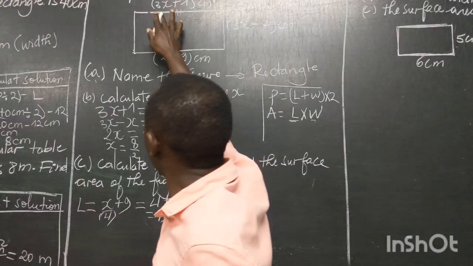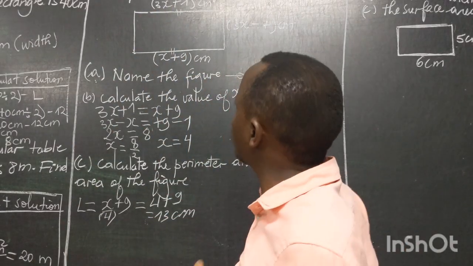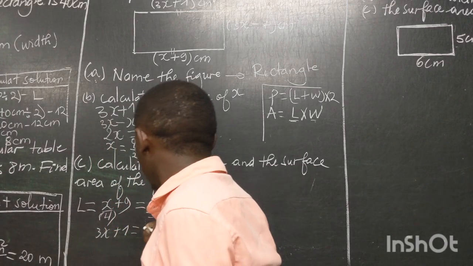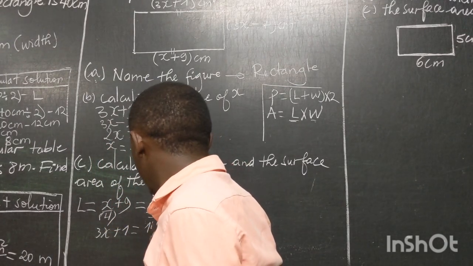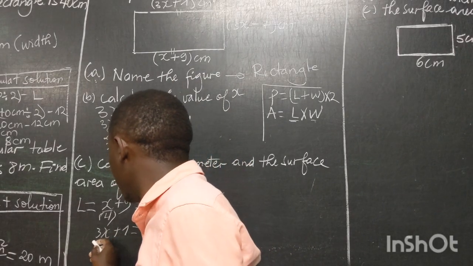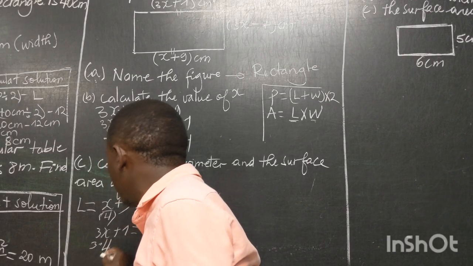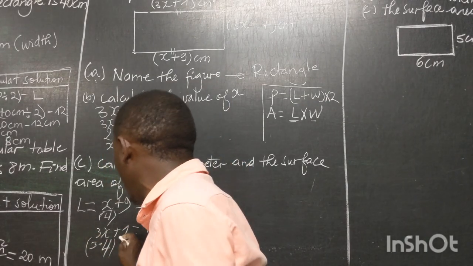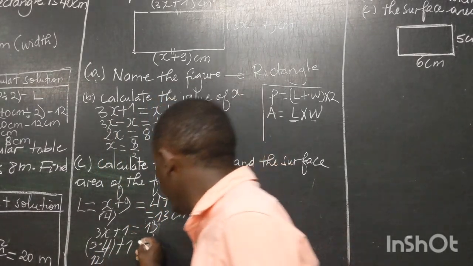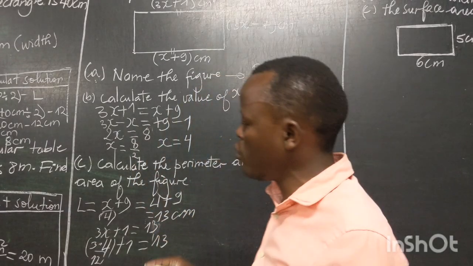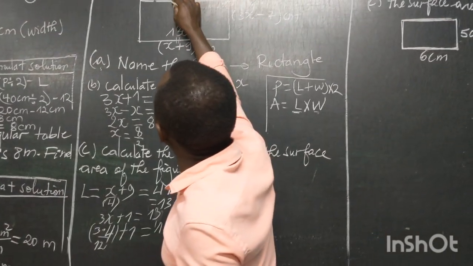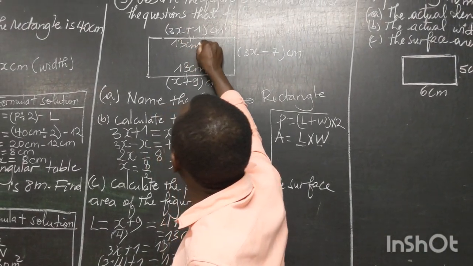And let's prove that 3x plus 1 is also equal to 13. How do we prove it? We say 3x is 3 times 4, because x is equal to 4, plus 1. 3 times 4 is 12, and 12 plus 1 is equal to 13. Therefore, we can prove that this side is equal to 13 centimeters, and this side is also 13 centimeters, which is the length.